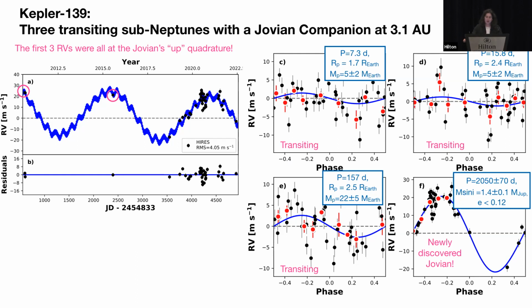The 4 panels on the right, again, show the RVs phase folded to the periods of each of the planets in our model, including this newly detected Jovian planet in the lower right.